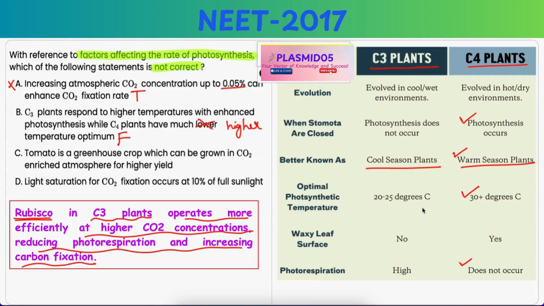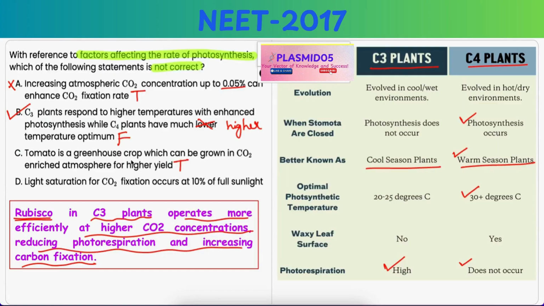But in contrast, C3 plants suffer from increased photorespiration at higher temperatures, thus reducing their photosynthetic efficiency. Hence, it is the correct option. Option C, tomato is a greenhouse crop which can be grown in carbon dioxide enriched atmosphere for higher yield. Now, this is also true.